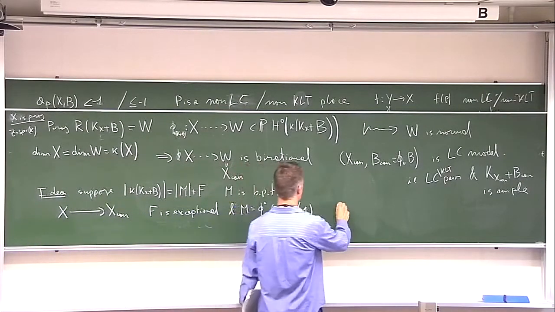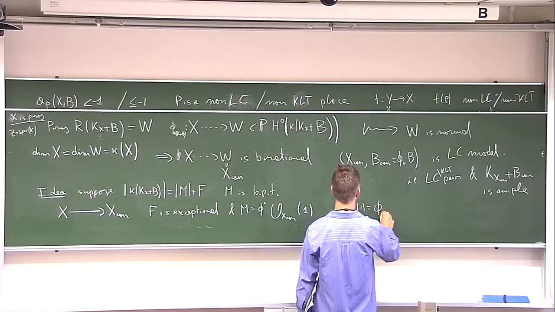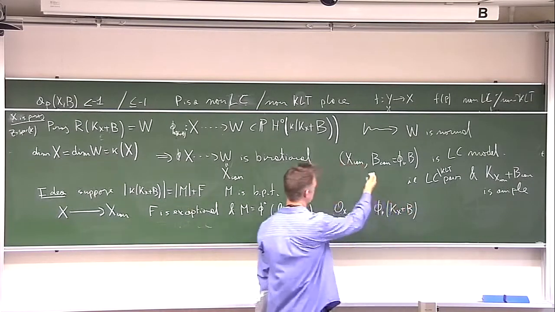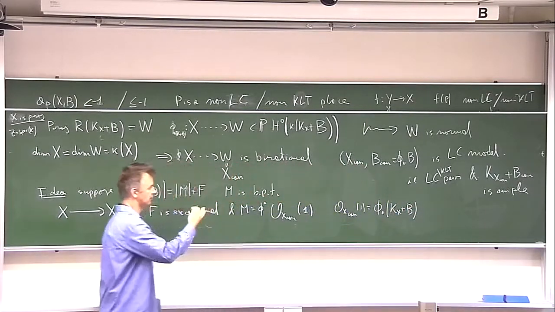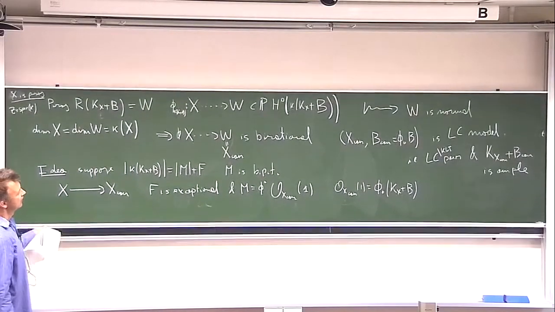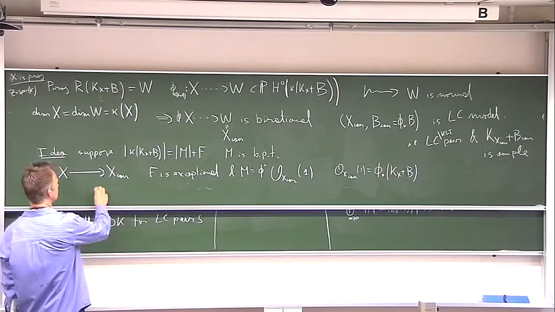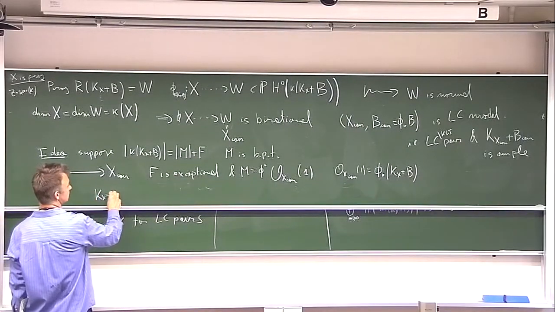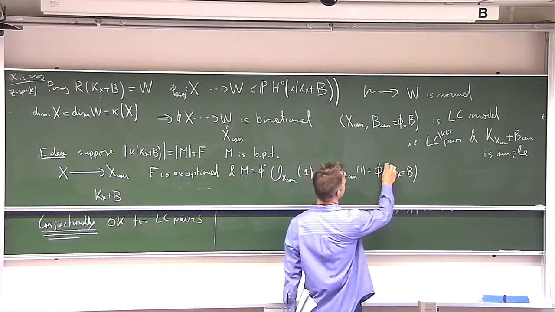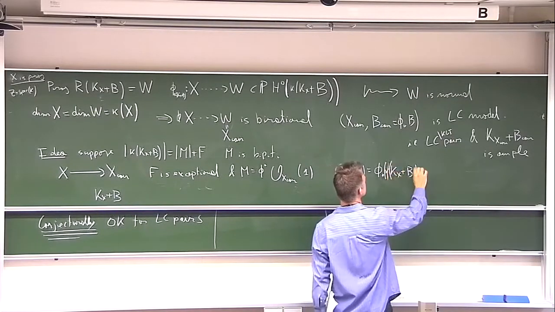And so O_X(canonical 1) will just correspond to the push forward of K_X + B. In other words, to the log canonical class of the log canonical model. And finally, if we compare these two, then K_X + B. Oh, this cannot be right. There has to be a coefficient of k in front.